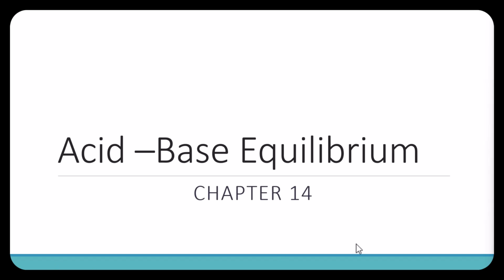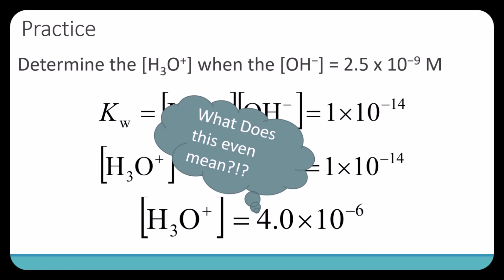So in the previous problem, we looked at something like this, okay? We determined the hydronium concentration given the hydroxide concentration. We did that by using the ion dissociation constant, Kw. But I posed this question at the end of the video: what does that even mean? Would I be able to look at a hydronium concentration of 4.0 times 10 to the negative 6 and have any indication of what that means, right?